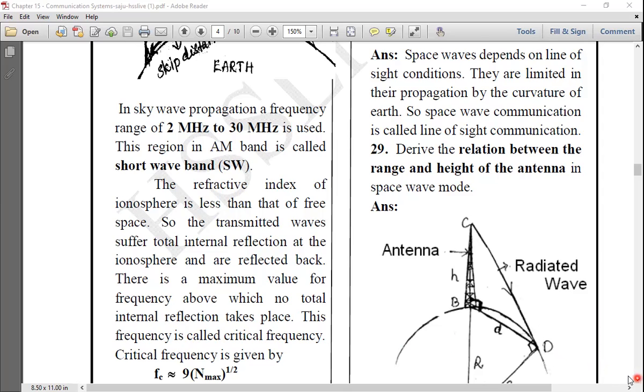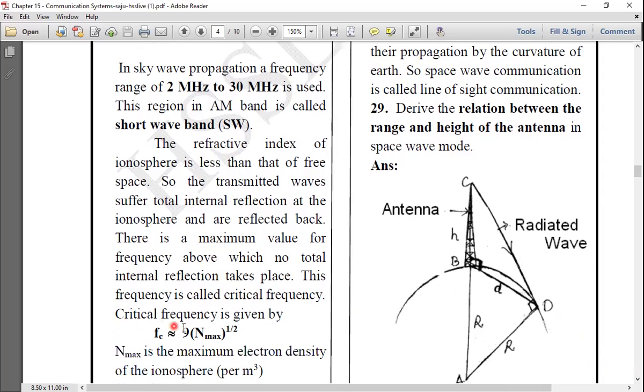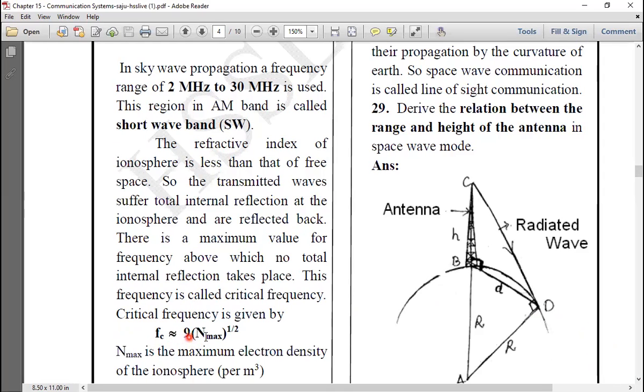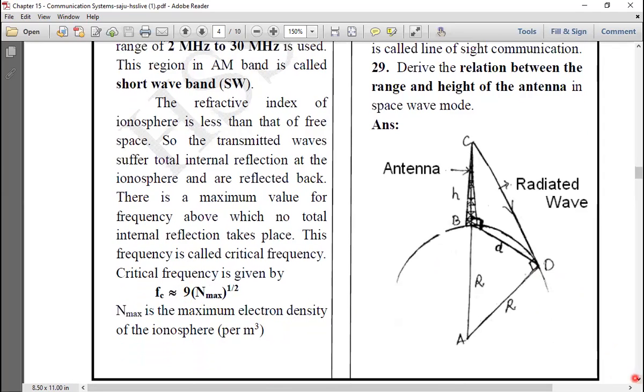And this critical frequency is equal to 9 into N max whole power 1 by 2, or 9 root N max. N max is the maximum electron density of the ionosphere, that is electrons present per unit volume. So if someone is asking you what the critical frequency is, you have to use the formula 9 root N max, where N max is the electron density, that is electrons present per unit volume. Got it?